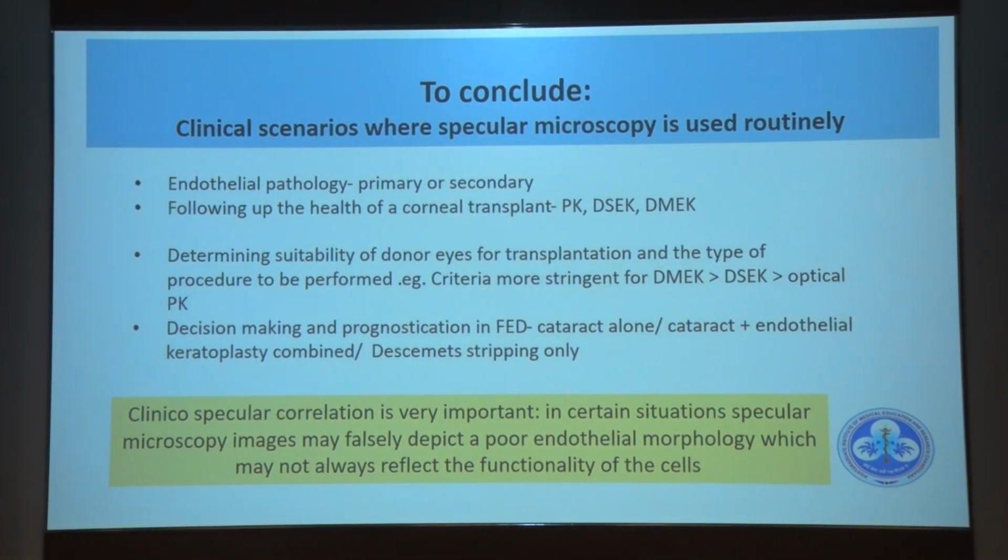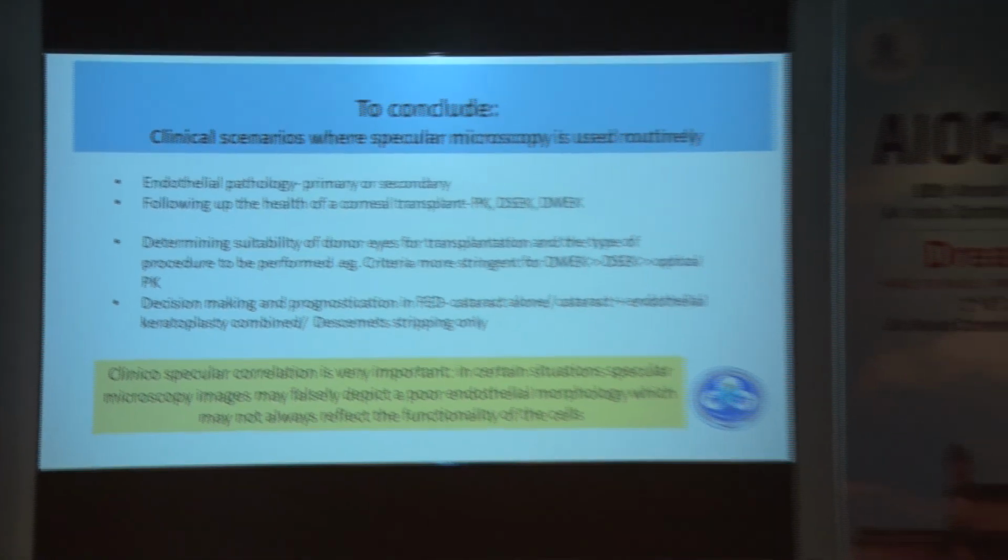For a DMEK or a DSEK, you need much higher cell counts than for penetrating keratoplasties. And it helps decision making in cases of Fuchs endothelial dystrophy. If you have low cell counts and a significant cataract, you might decide to go in for a combined surgery, versus if the cell counts are reasonable. So it can help you in your clinical decision making. And the last thing, I think, the slide is not there. Confocal microscopy is another way to see the endothelium. That's a perfect way to see the endothelium at higher magnifications as well.